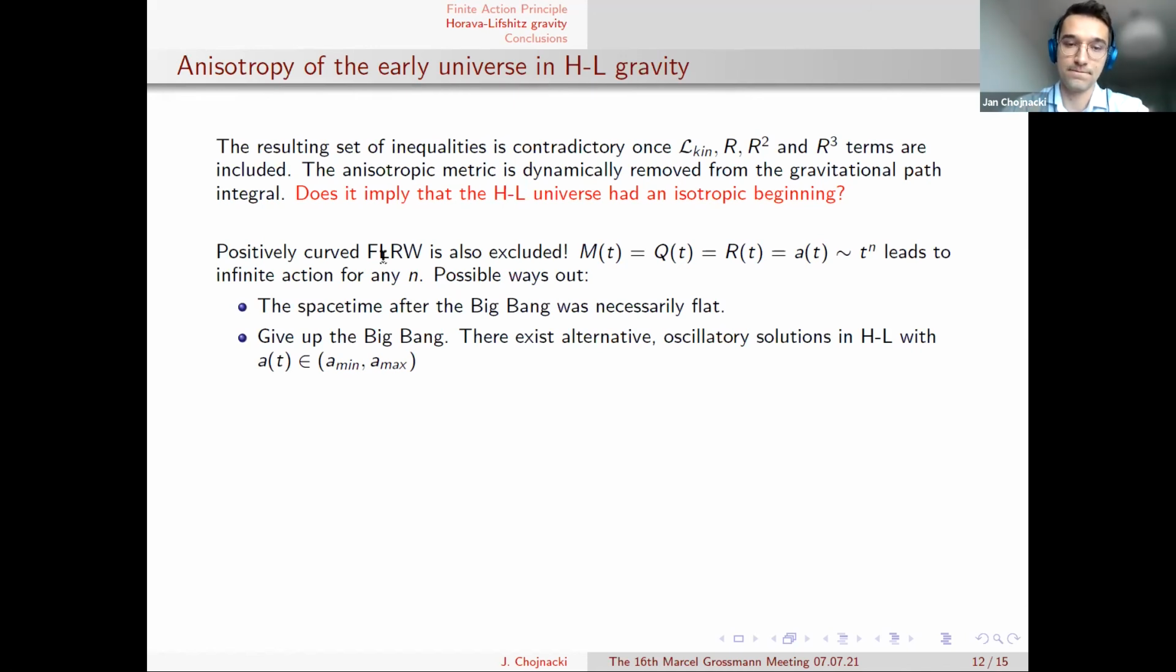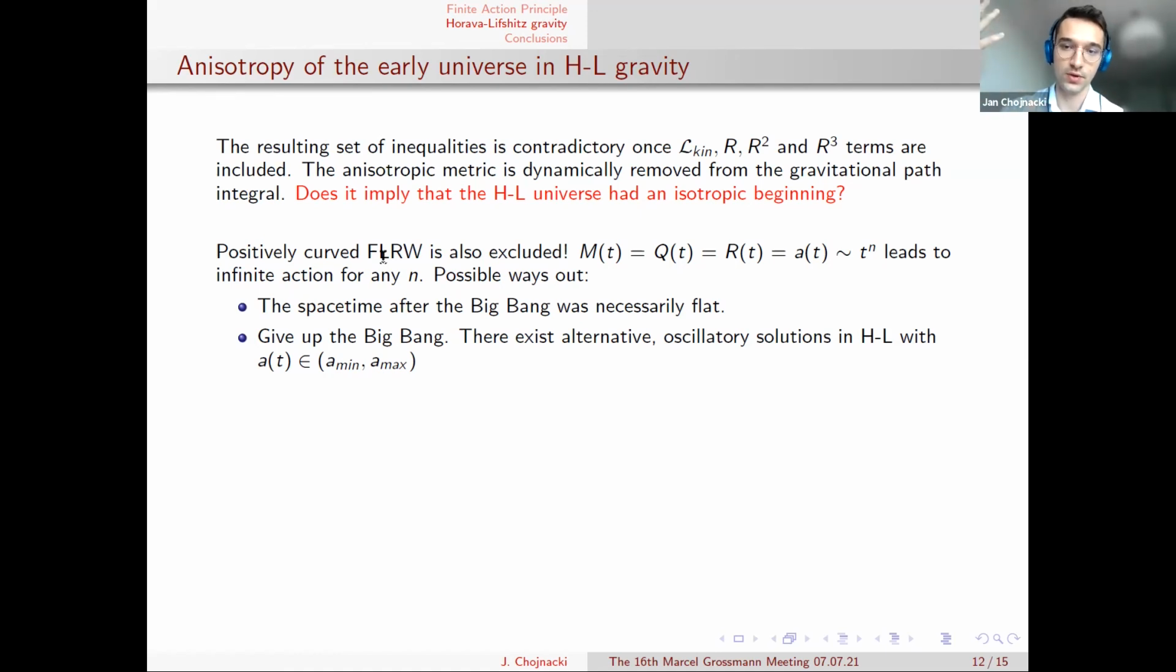However, it also happens that the isotropic case of positively curved Friedmann-Lemaitre-Robertson-Walker also leads to an infinite action. And there are a few ways to deal with this. First of all, it can be checked that the flat case of FLRW has finite action in Horava-Lifshitz theory. So our initial state of the universe might have been homogeneous, isotropic, and flat.